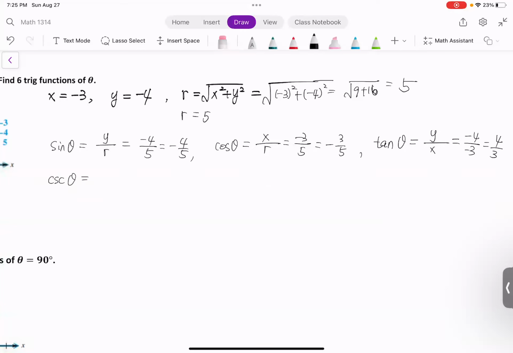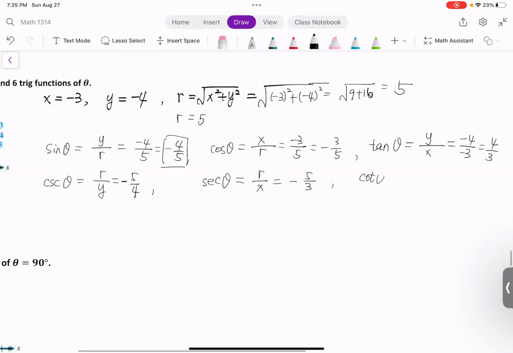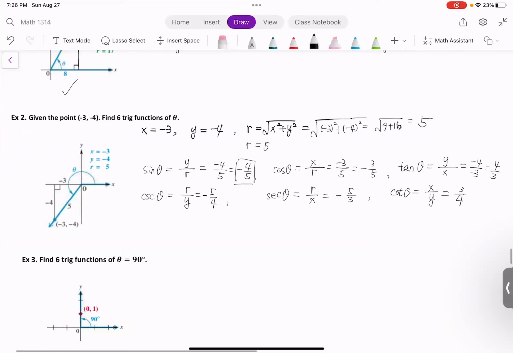So cosecant theta equals r over y. You can flip the value here. You can say -5 over 4. And the secant is a reciprocal of cosine. It's r over x. That's -5 over 3. Just flip the top and bottom. And cotangent is the reciprocal of tangent. X over y. That's +3 over 4. All right, we found all 6 trig functions.